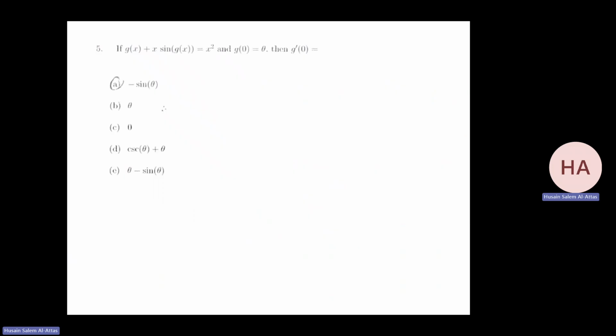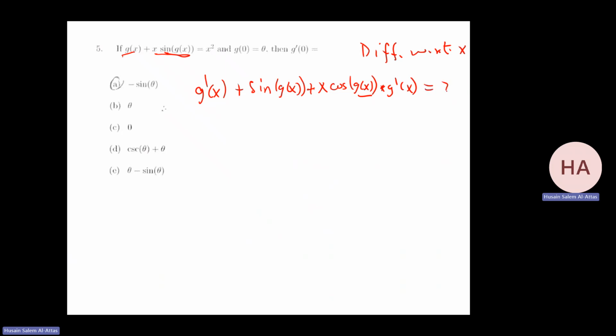Now he put g of x. Okay. So differentiate with respect to x. Okay. So the derivative, this is like y. That will be g prime of x. Here I have product of two functions. Derivative of the first, which is 1, times the second, plus x times the derivative of this. I need the chain rule. Cosine g of x times derivative of this, which is g prime of x. That should equal to x.